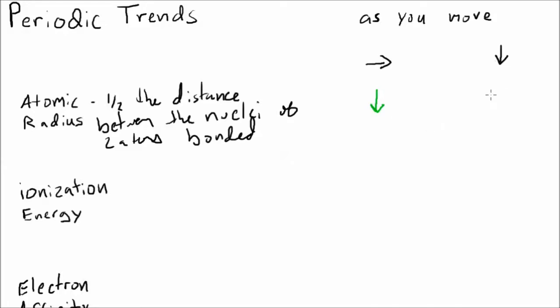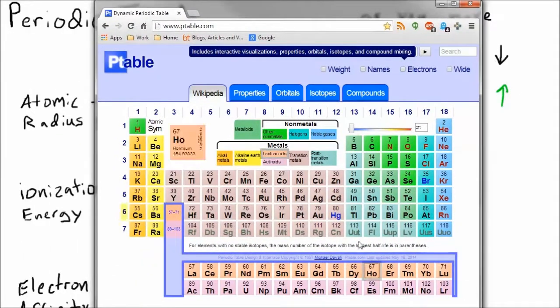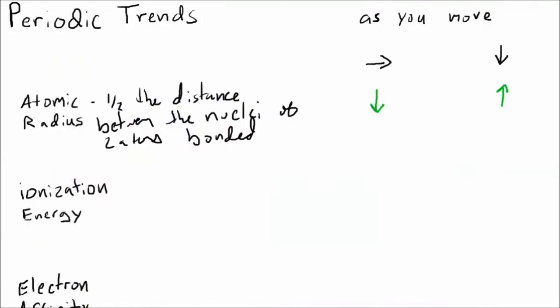Okay, so what happens when you go down a group? When you go down a group, the atomic radius does increase. The reason is that every time you go down a group, you're adding an energy level to the atom's electron cloud. The extra energy level causes the electron cloud to get larger. So as you go down a group, whether it's from hydrogen to francium or nitrogen to bismuth, the atom's atomic radius gets larger.